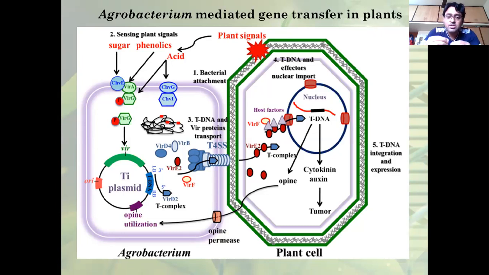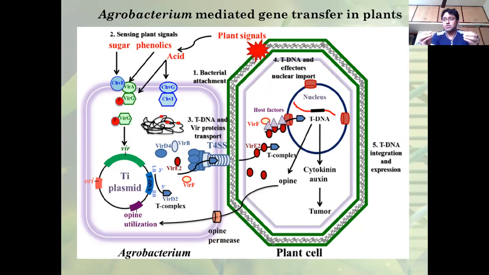So, before the crown gall disease, or before production of the tumor, what happens? The agrobacterium can infect the plant depending on the plant signal. It can recognize the plant signal. And what is the plant signal? There are different types of acids, phenolics or sugar moieties. It varies from plant to plant or species to species.